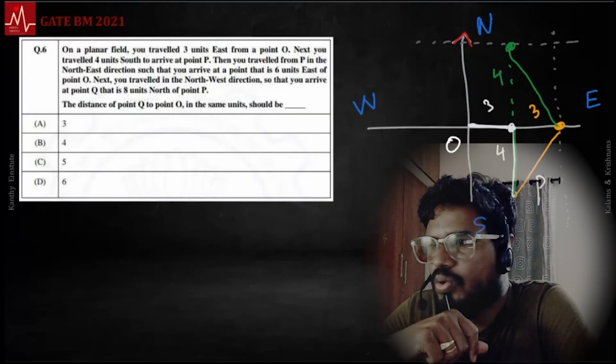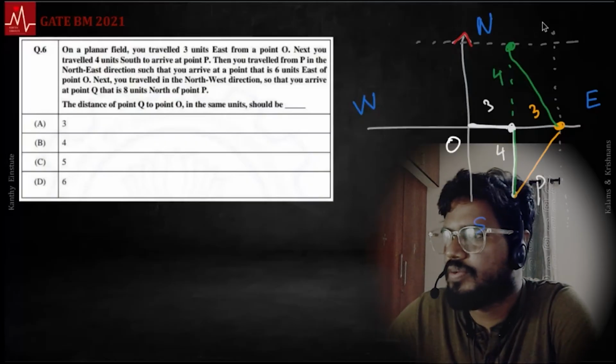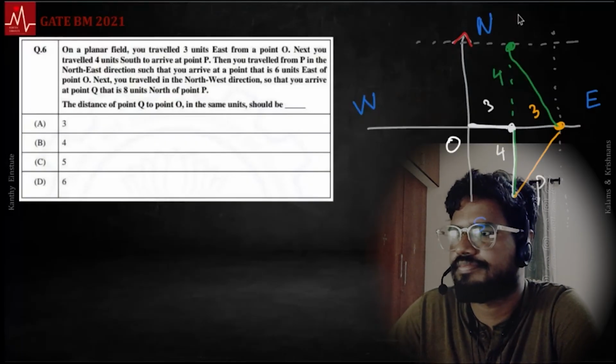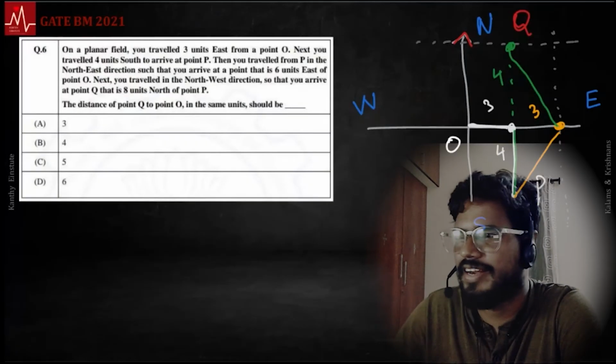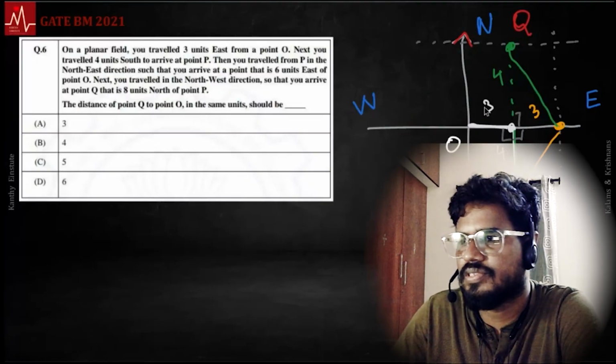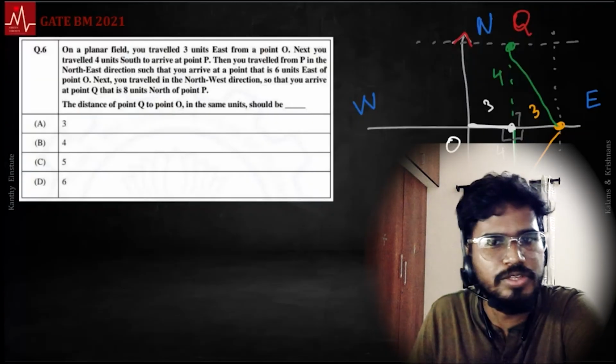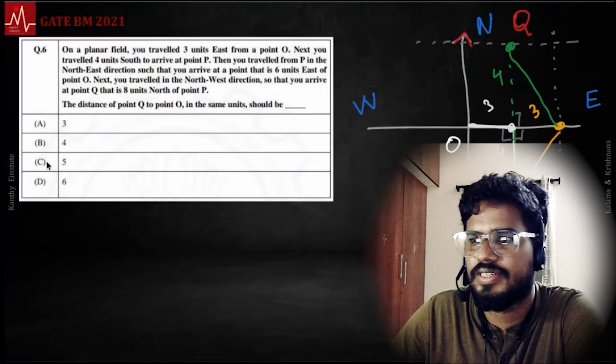Distance from point O to point Q. You end up at Q? Yeah, you arrive at Q. This is point Q. I had already regularized all these triangles. I know this is 3, 4, 5. Square root of 3 square plus 4 square. That is fine.